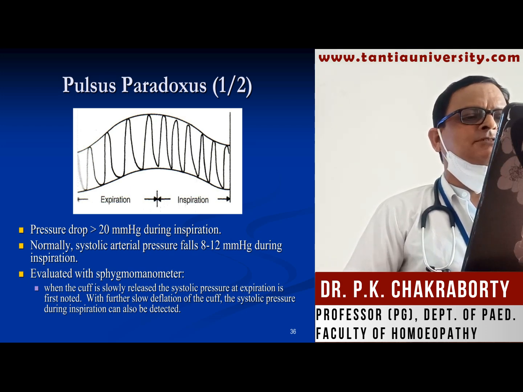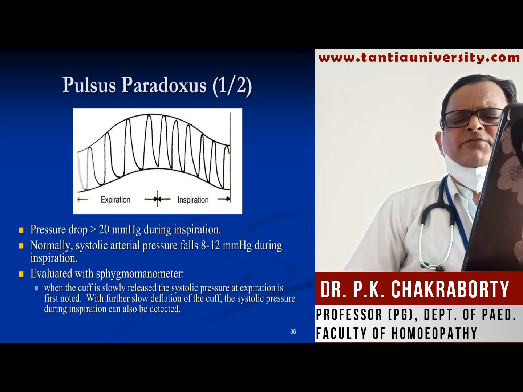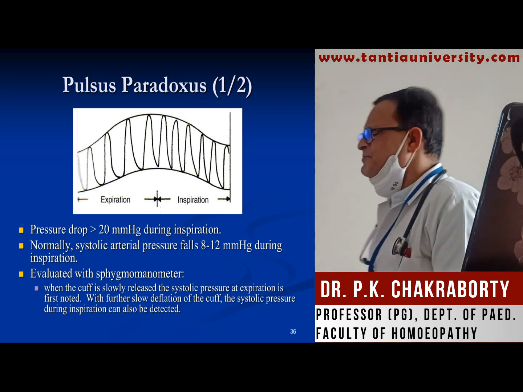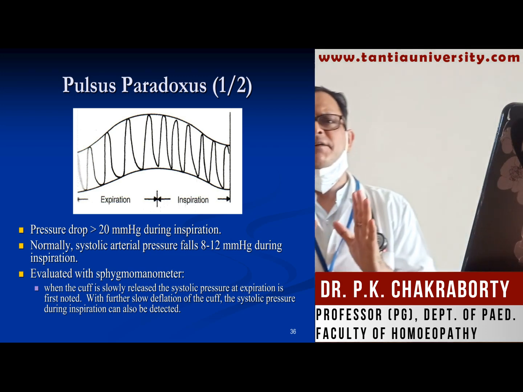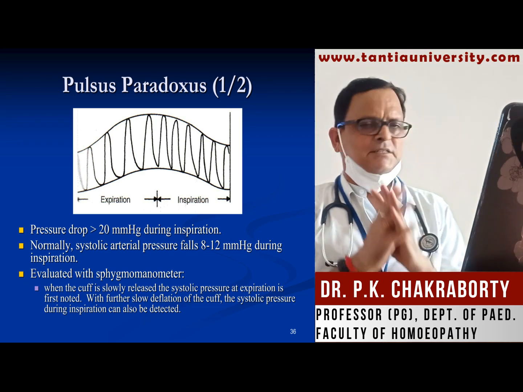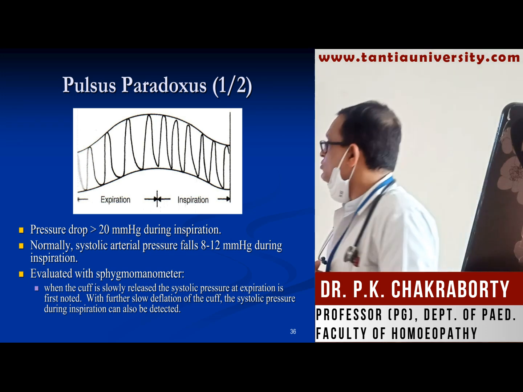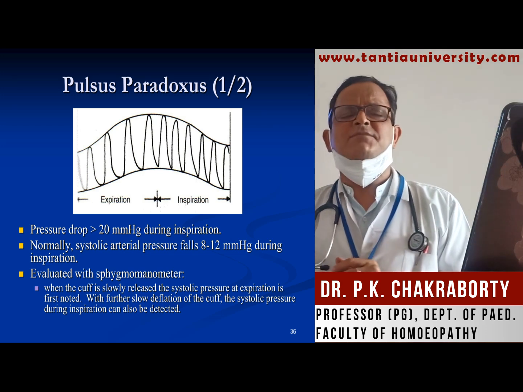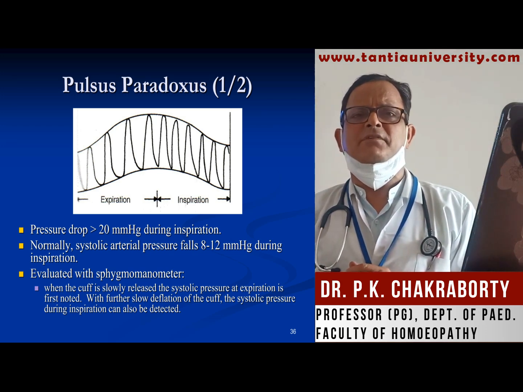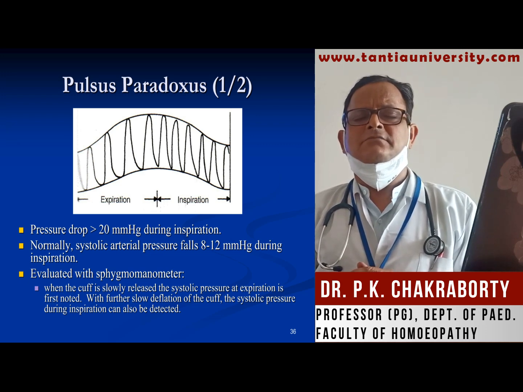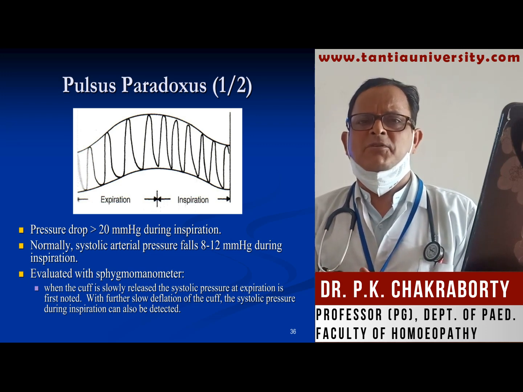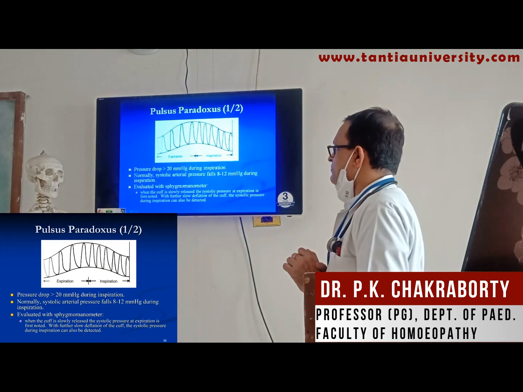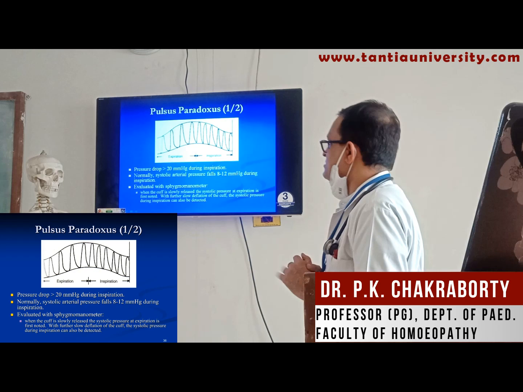Pulsus paradoxus. Pulse pressure drops down below 20 millimeters of Hg. What is pulse pressure? Pulse pressure means the systolic pressure minus diastolic pressure. That is telling you the pulse pressure. So that we can check by sphygmomanometer. Also pulse can be measured. You can measure if you are very experienced at measuring pulse. On palpation also we can see the pulsation. We can measure this pulsation.